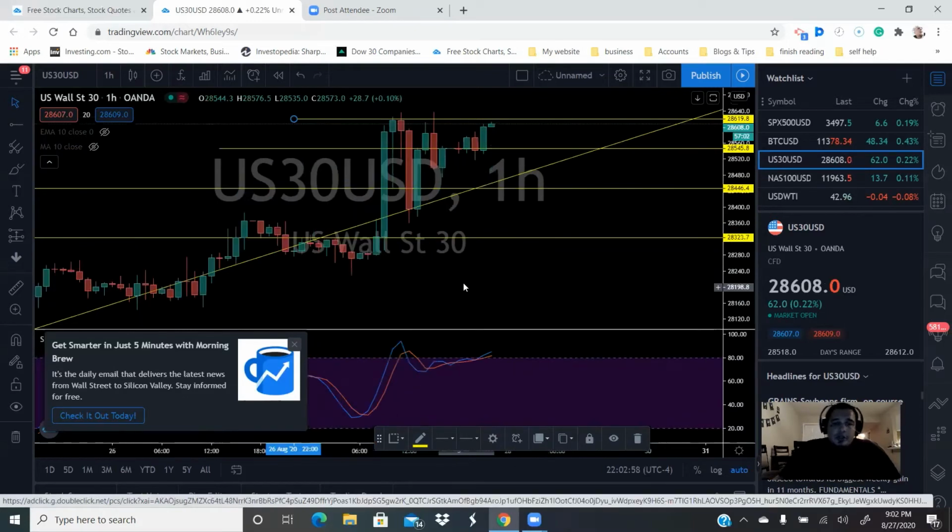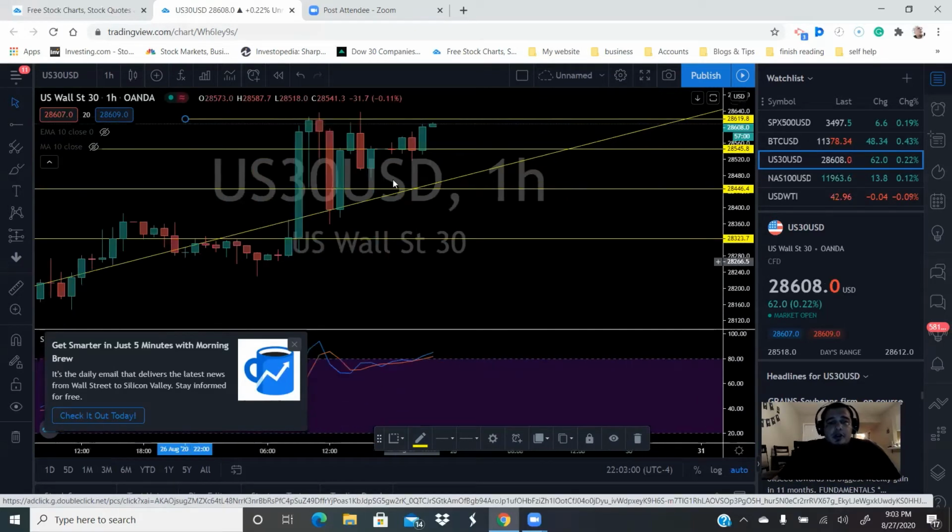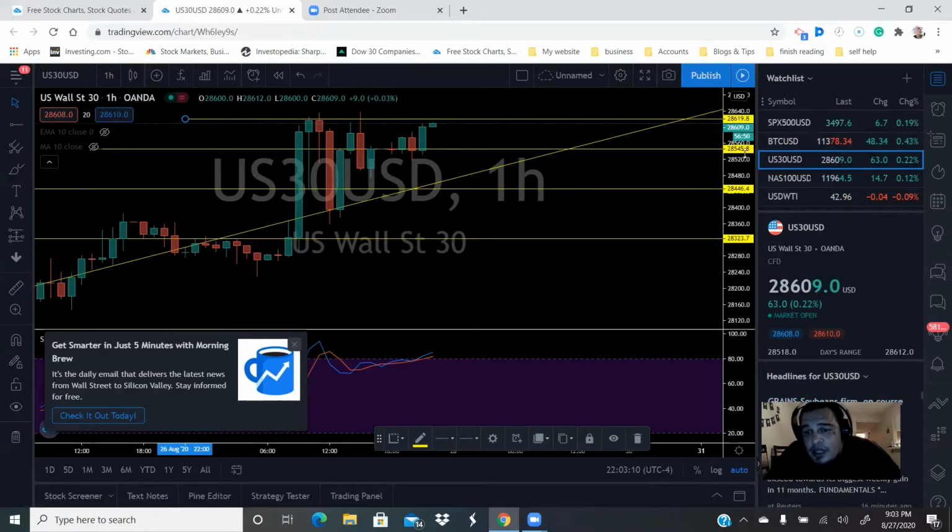So now you see my areas of entry. We're at a key point on the resistance right here. Now I'm going to look for this to work itself back down. If I see that, and this is between 28,619 and 28,545, we're looking at about 74, 75 points on the US 30, at 0.01, that's 75 right there.